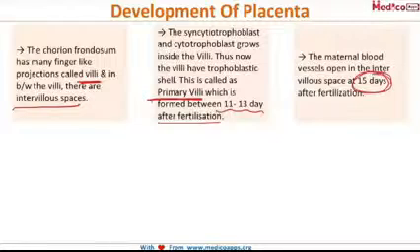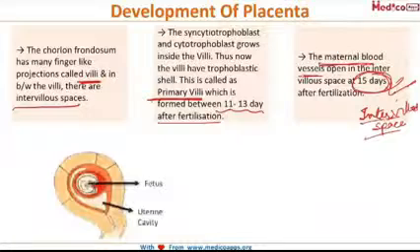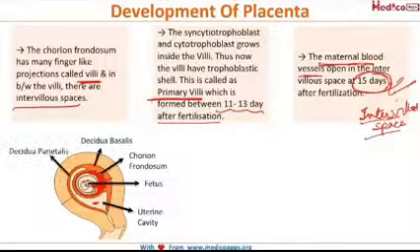So, if you are asked when the uteroplacental circulation is established, that is at 15 days of gestation, when the maternal spiral arteries open into the intervillous space. Now, we understand this again by the diagram. This is our fetus, this is the uterine cavity, and we have the chorion frondosum with the multiple finger-like projections called villi, and this is our decidua basalis, decidua parietalis, and this is our decidua capsularis.